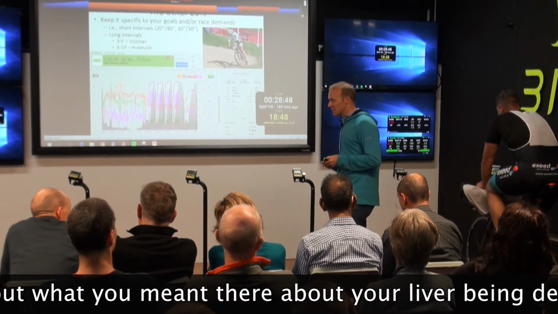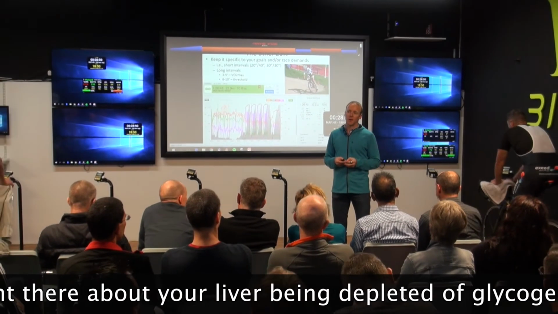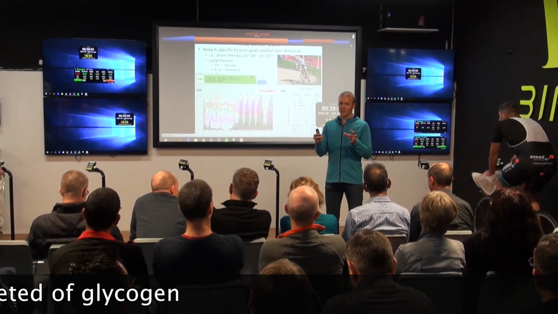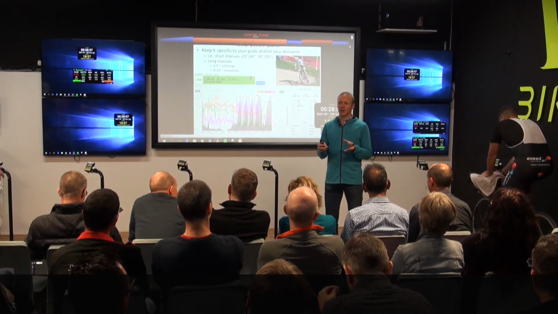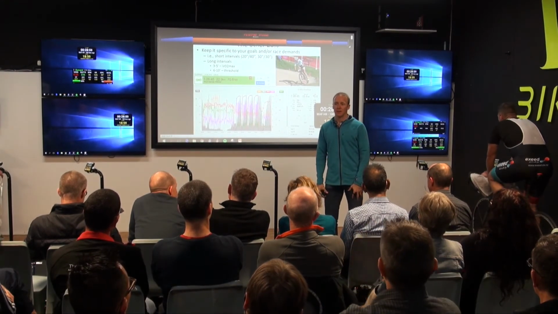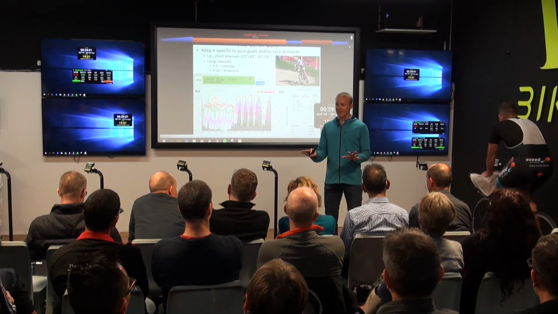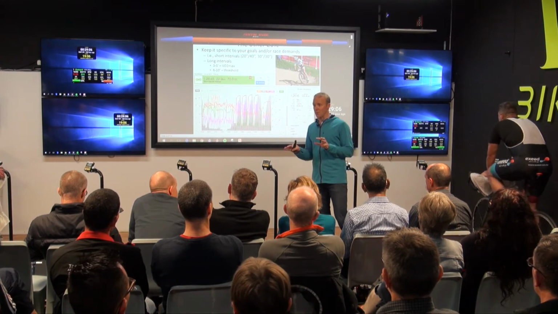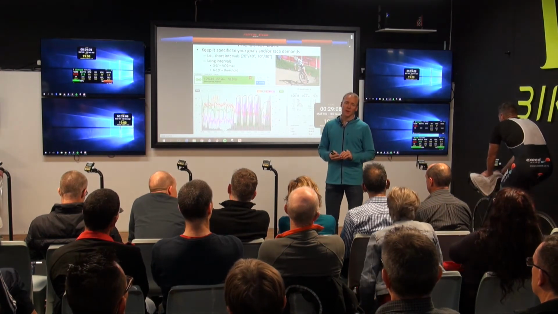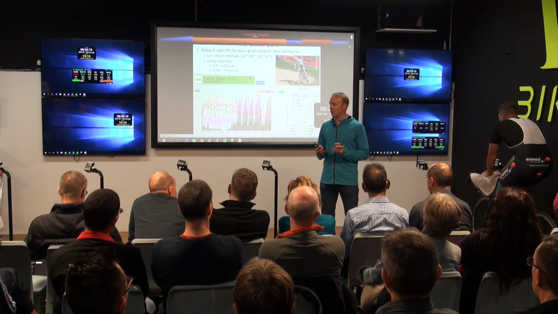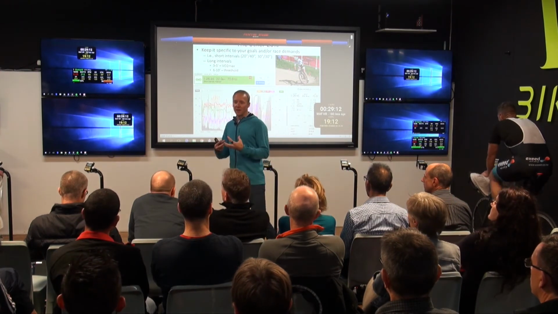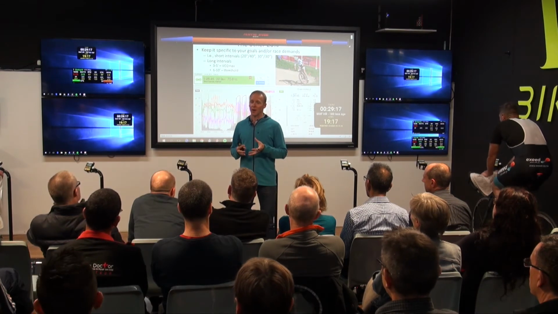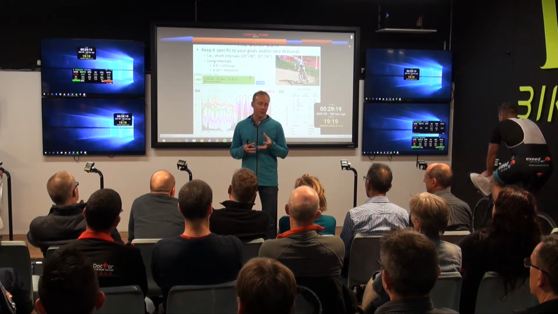So the question was, can you explain a little bit more about what you meant there about your liver being depleted of glycogen? We have a finite carbohydrate sink in our body. We store maximally about 400 grams of carbohydrate, and about 300 would be in our muscles, and we have a nice big liver that maintains our blood glucose, and the liver stores about 100 grams of glycogen.